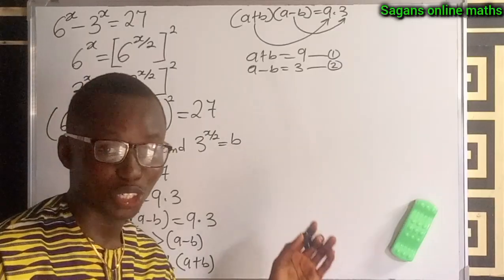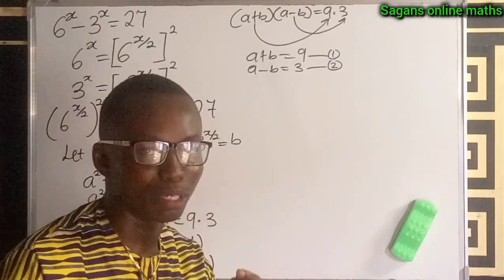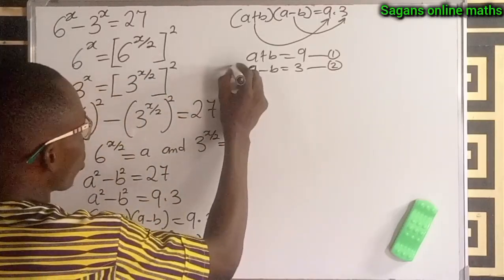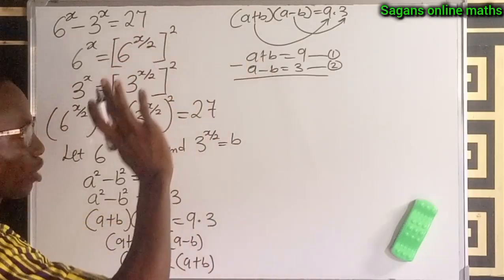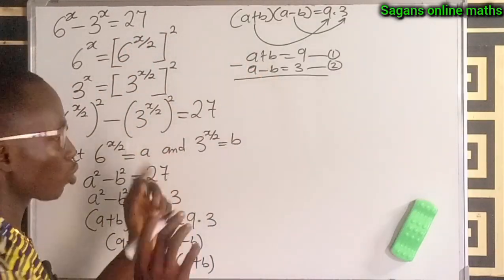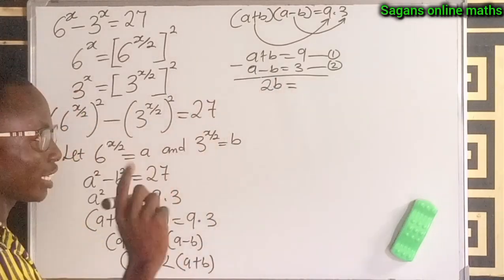This is simultaneous equations. Take note that if we know the value of a and b, we can also determine the value of x. Now let's use the elimination method so I can be very fast with it. Okay, so a I've already eliminated because a minus a is 0. Minus times minus is plus. b plus b will give us 2b. We have 2b equals 9 minus 3, which is 6.